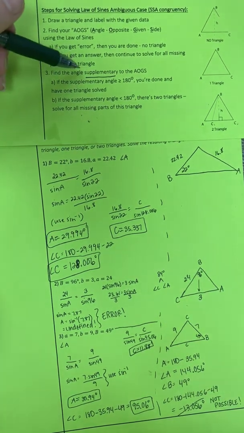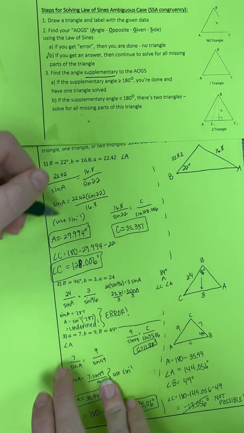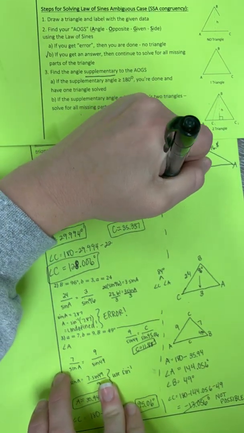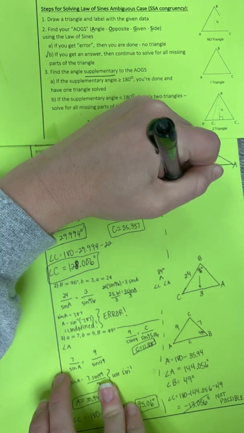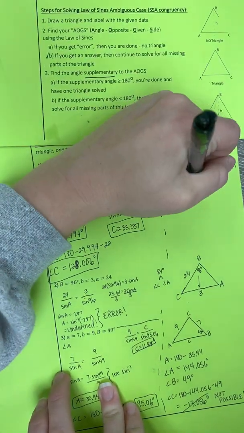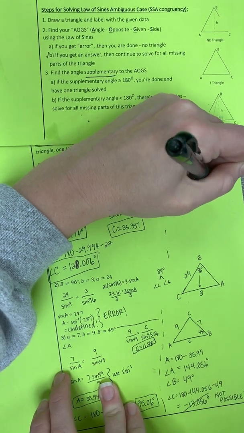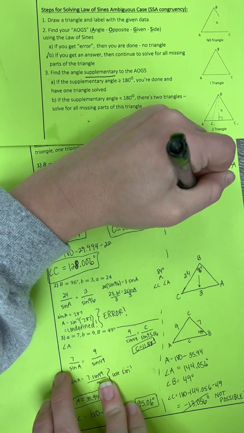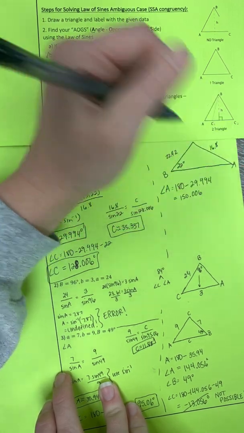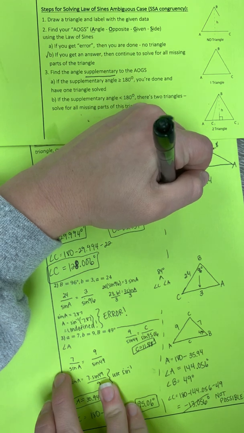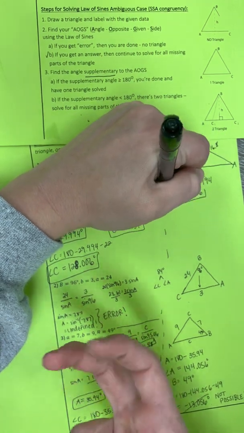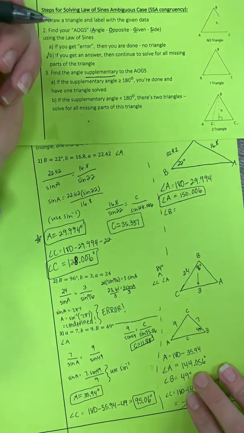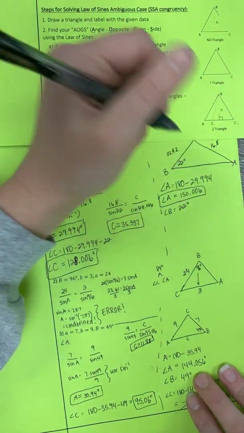Now we have to find the angle supplementary to the original angle that we found, which was A. By doing that, angle A will be equal to 180 minus 29.994. And what we get is about 150.006. All right, that's our new angle A. That's our obtuse one that we'll be using for this. B is still the same. Angle B is 22 degrees.